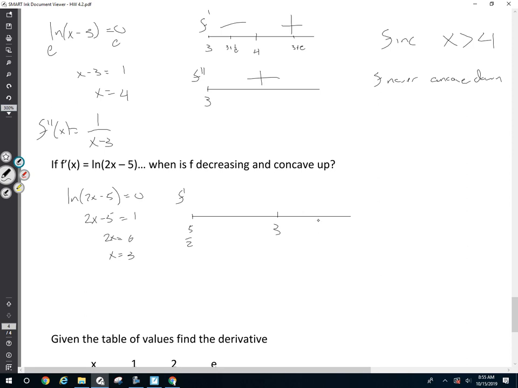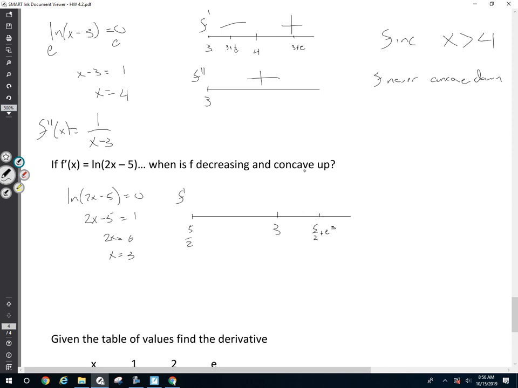What would you plug in? I'd probably plug in 5 halves plus multiples of e. Here, I'll walk you through this one. 5 halves plus e cubed. I know 5 halves plus e cubed is definitely bigger than 3.